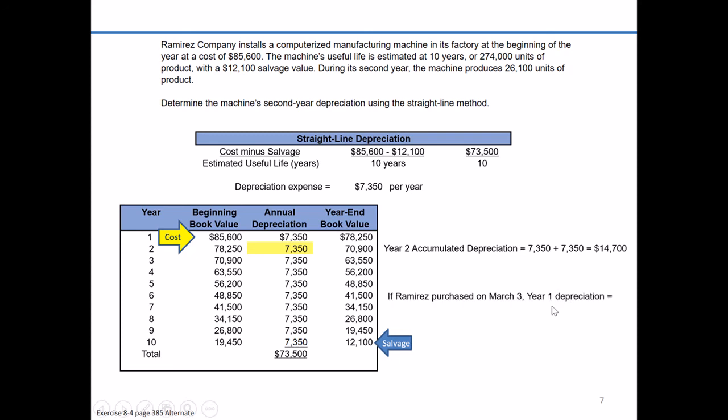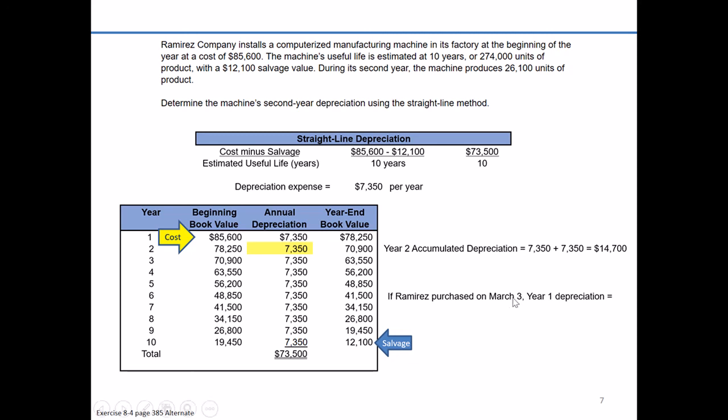I will also note that we made this problem fairly easy by acquiring the asset at the beginning of the year. It indicates right here. But not every problem you get is going to be a beginning of the year acquisition. I mean, you don't think every single company buys all its assets on day one. They're going to buy them when they need them. In particular, what if Ramirez purchased this asset on March 3rd instead of January 1st? Well, we'd have to make an adjustment to the first year of depreciation because the reality is we didn't have that asset in use for all 12 months.